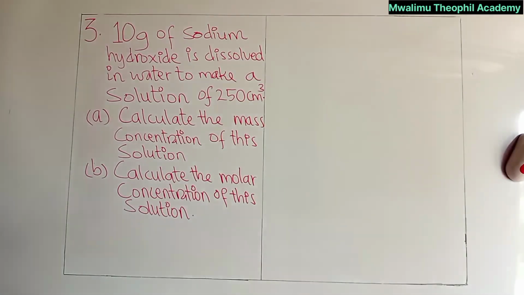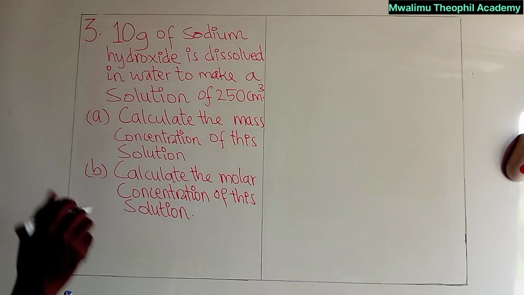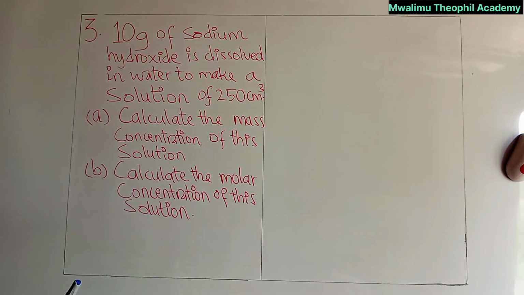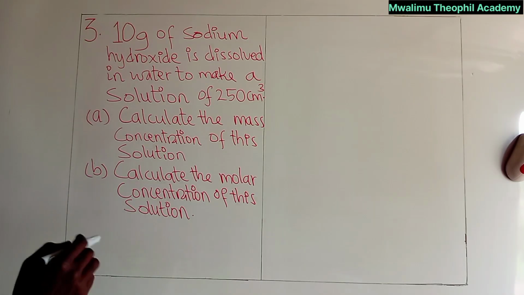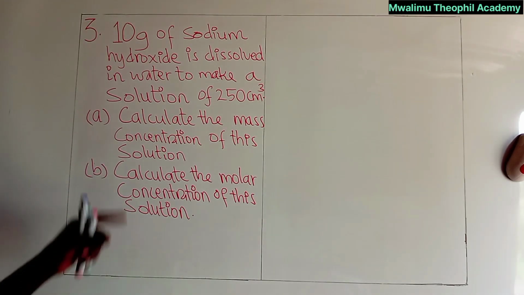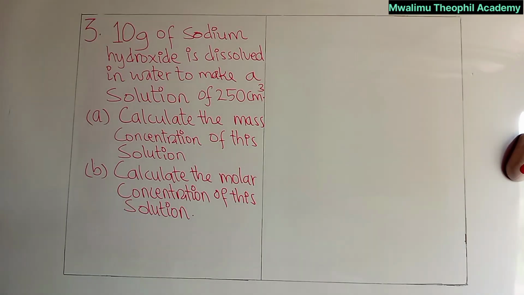In a third example, we are given 10 grams of sodium hydroxide dissolved in water to make a solution of 250 centimeter cubic. Now we are asked to calculate A, the mass concentration of this solution, and B, the molar concentration of this solution. Now let's see the solution for this problem.